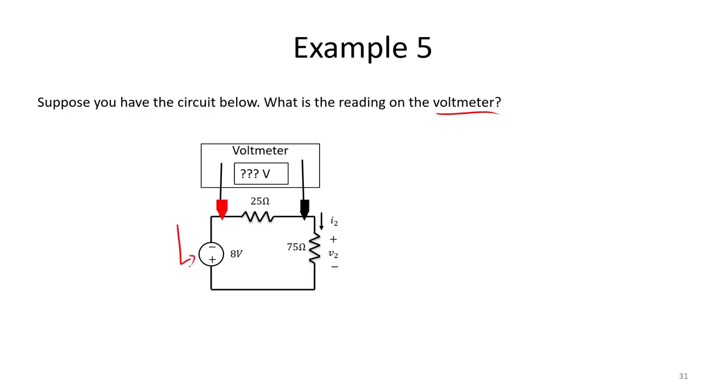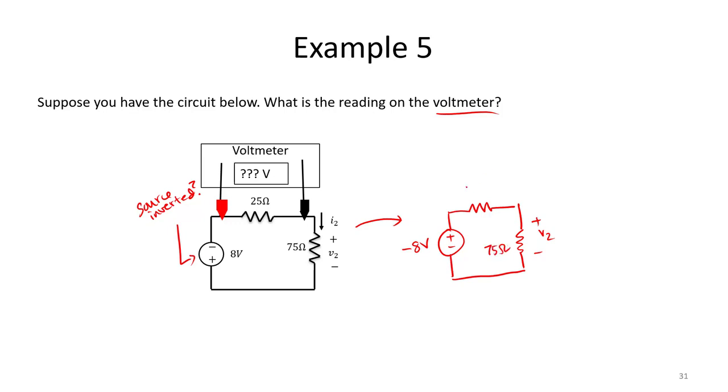One thing you might notice is this source. You might be thinking, what's going on? Well, we can actually just redraw this circuit as having a negative 8-volt source. So if you prefer to have your polarity oriented that way, you can certainly do that. Notice all I did was flip the terminals of the source and then put a negative sign in front.